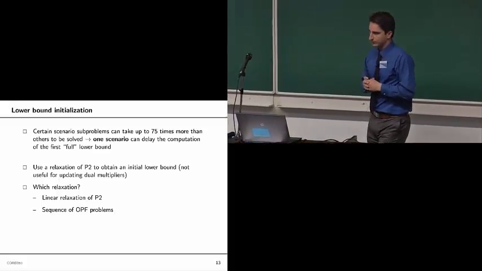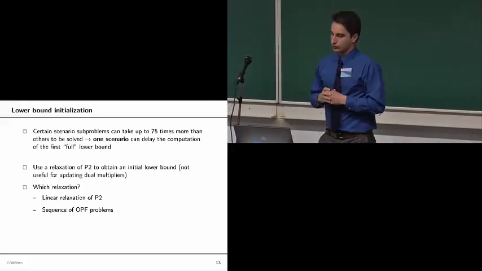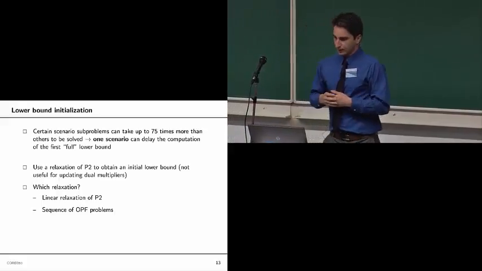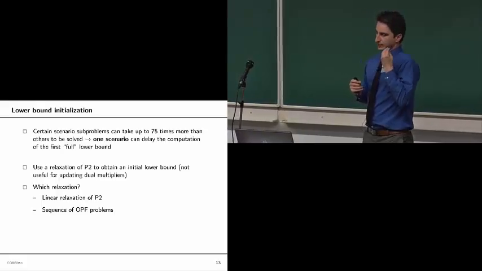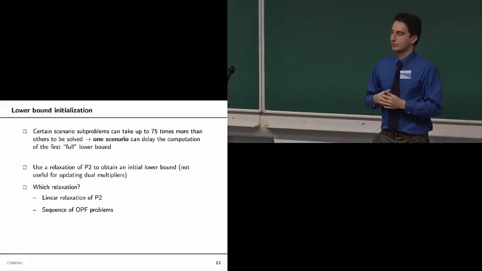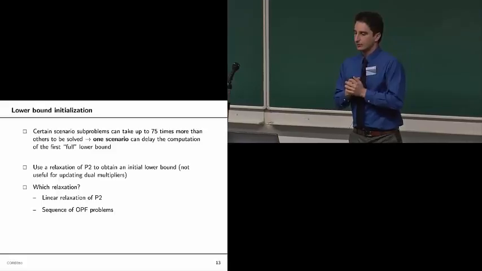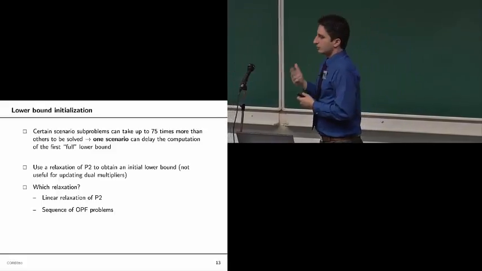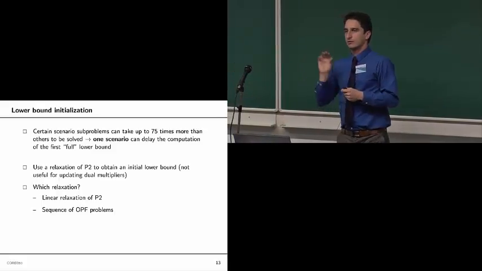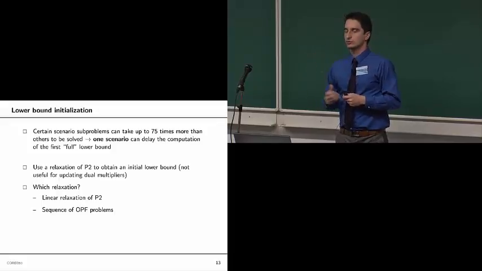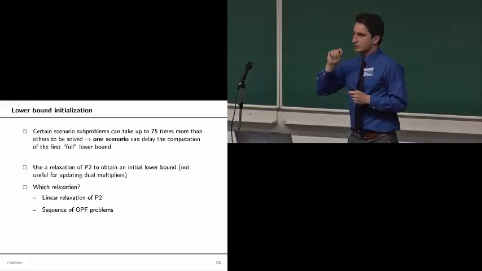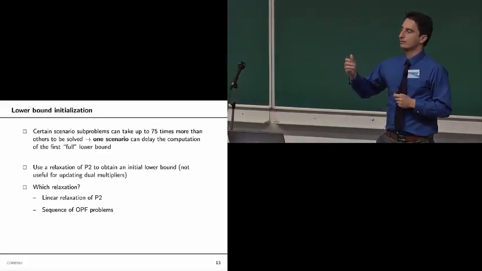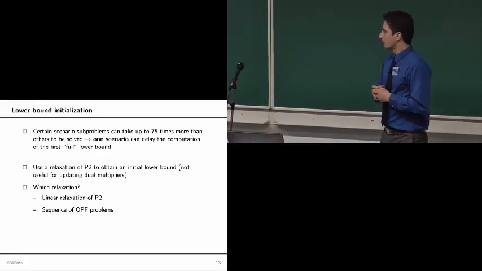Then some other aspects of the problem that we've been attacking have to do with, again, lower bounding, but in fact accelerating the first lower bound that we are able to obtain from our algorithm. As I mentioned earlier, some of the sub-problems that are scenario-specific can take up to 12 hours to solve. That means that even just getting the first lower bound can be a very slow process.